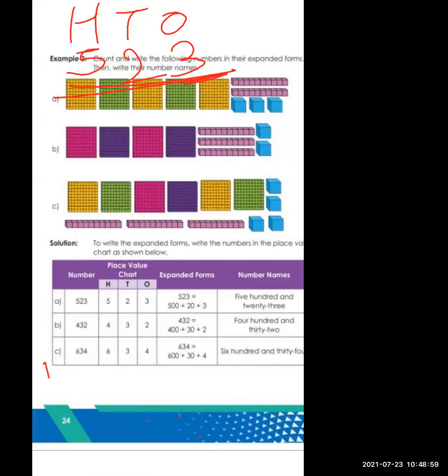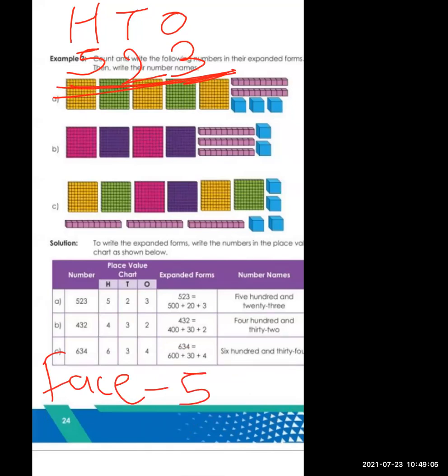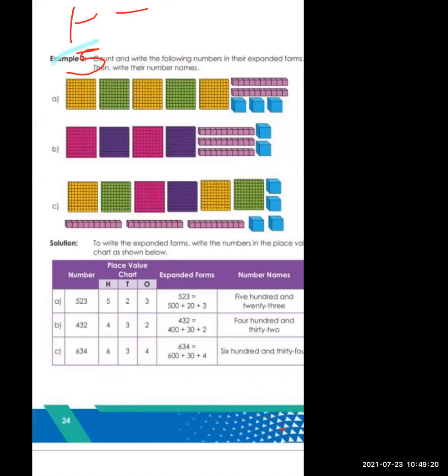Face value. Face मतलब जो सामने है वो. Face सामने क्या है? 5, 2, 3. ये उसका क्या हुआ? Face value. Understand? Everyone understand place value and face value?